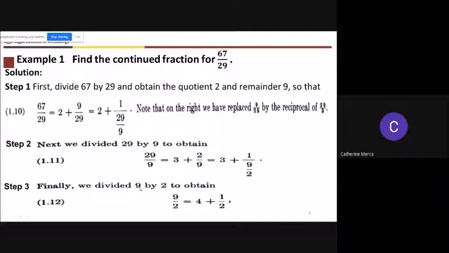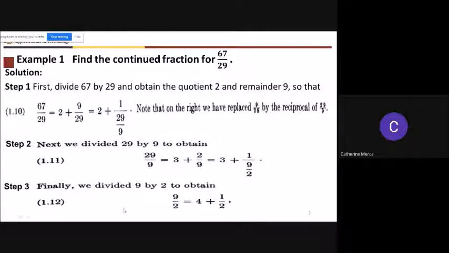And then finally, you divide again your 9 over 2. You rewrite it again as 9 divided by 2. That will give you 4 with a remainder of 1. So 4 plus 1/2.